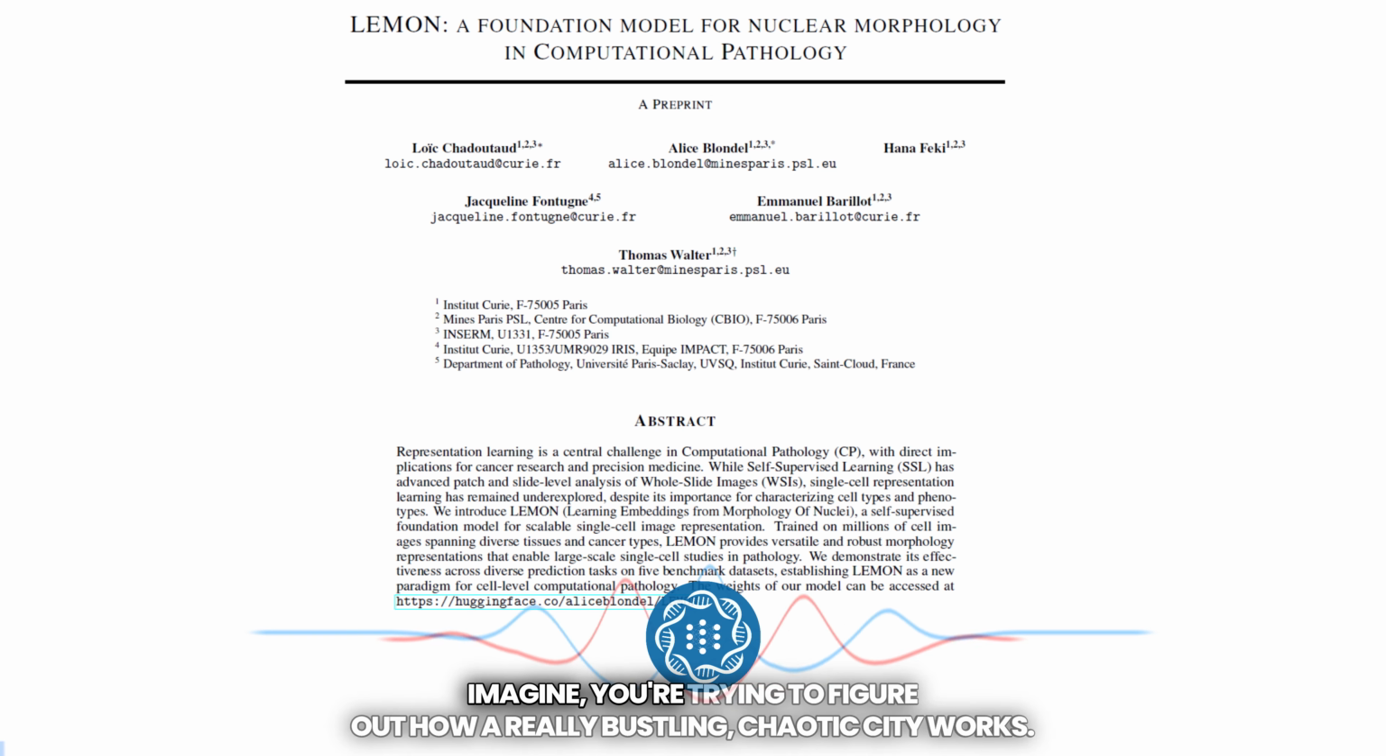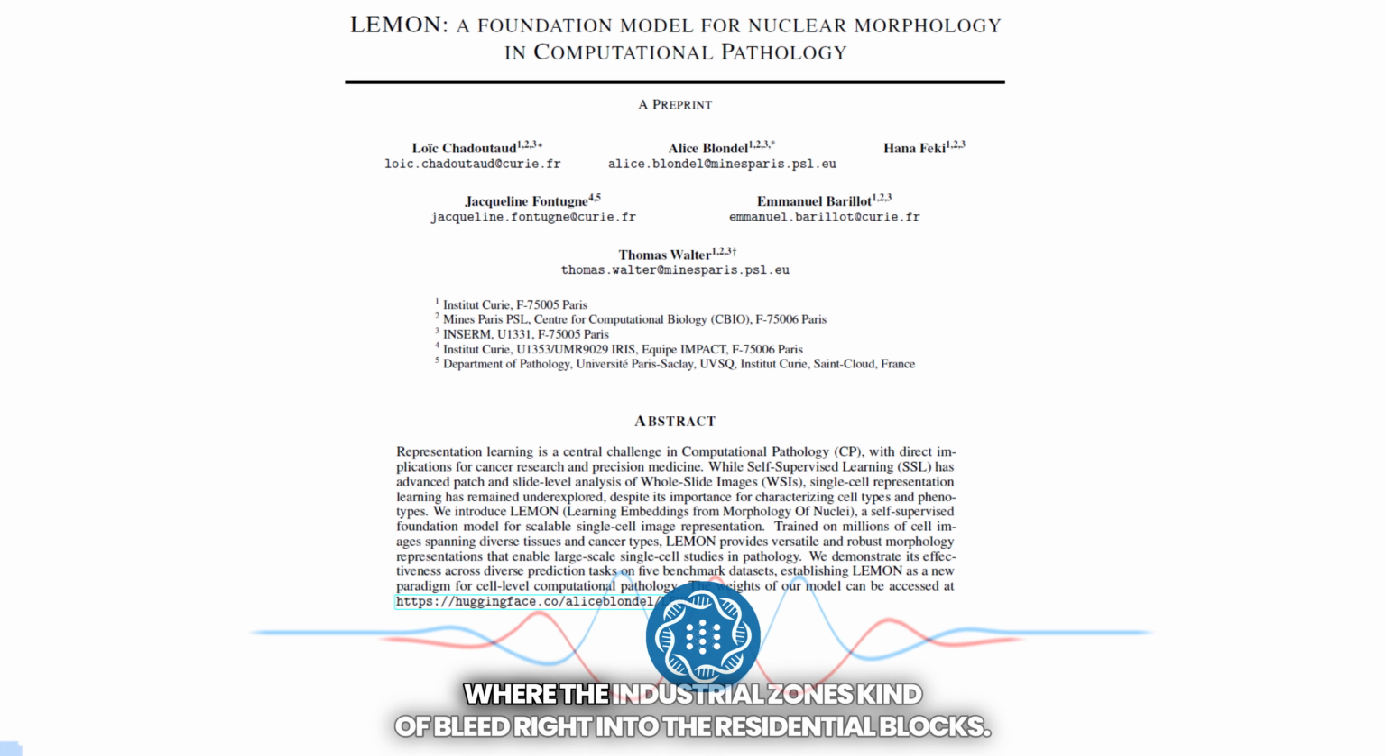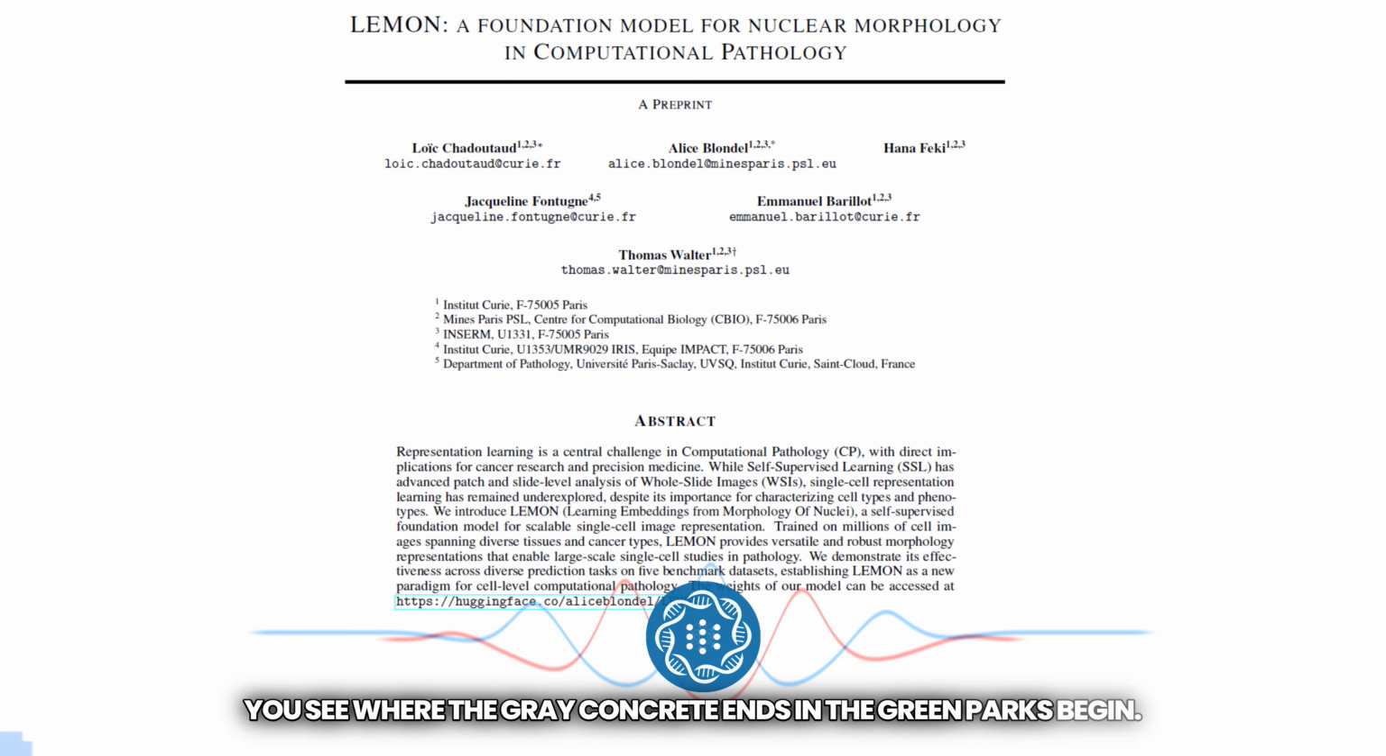Imagine you're trying to figure out how a really bustling, chaotic city works. Like, you want to know the traffic patterns, how different neighborhoods interact, where the industrial zones kind of bleed right into the residential blocks. Right. And if you only look at satellite images from space, I mean, you can see the broad strokes, you see where the gray concrete ends and the green parks begin.